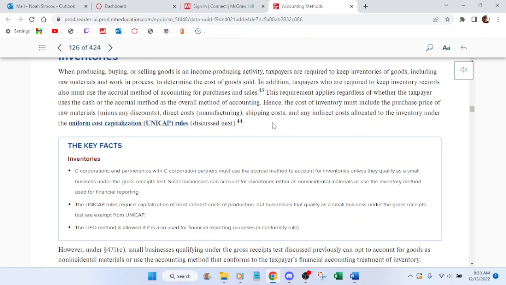Must use the accrual method to account for inventories unless they qualify as a small business under the gross receipts test. Small businesses can account for inventories either as non-incidental materials or use the inventory method used for financial reporting. The UNICAP rules require capitalization of most indirect costs of production, but businesses that qualify as a small business under the gross receipts test are exempt from UNICAP. The LIFO method is allowed if it is also used for financial reporting purposes, a conformity rule.